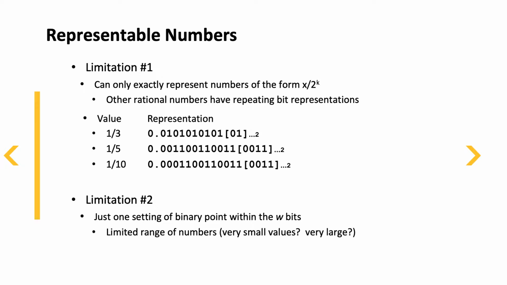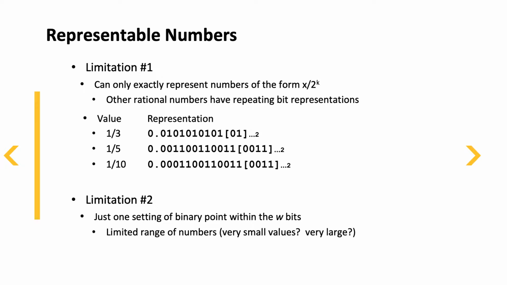They have repeating bit patterns. That'll happen in binary too. 1/5 will be 0, 0, 1, 1 repeated. 1/10 will be 0, 0, 0, 1, 1, 0, 0, 1, 1. And eventually the 0, 0, 1, 1s repeat forever again. So that's one problem we have. Now, how do we go about representing those things?